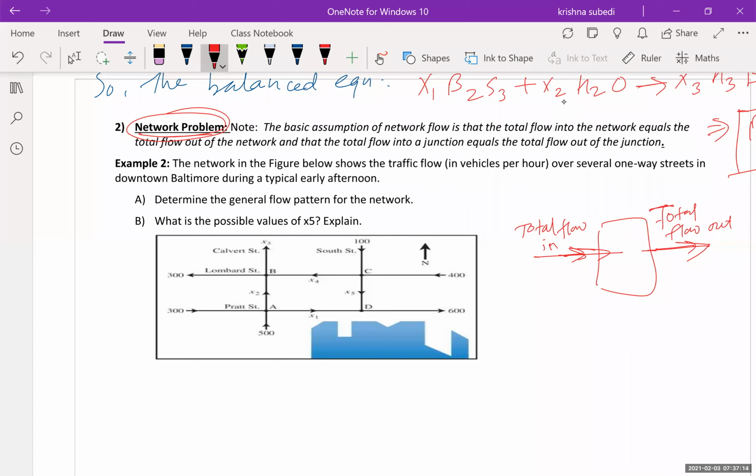And with this idea, common sense, let's look at example 2. Okay, the network in the figure below shows the traffic flow in vehicles per hour over several one-way streets in downtown Baltimore during a typical early afternoon. So determine the general flow pattern for the network. What is the possible value of X5? Explain.